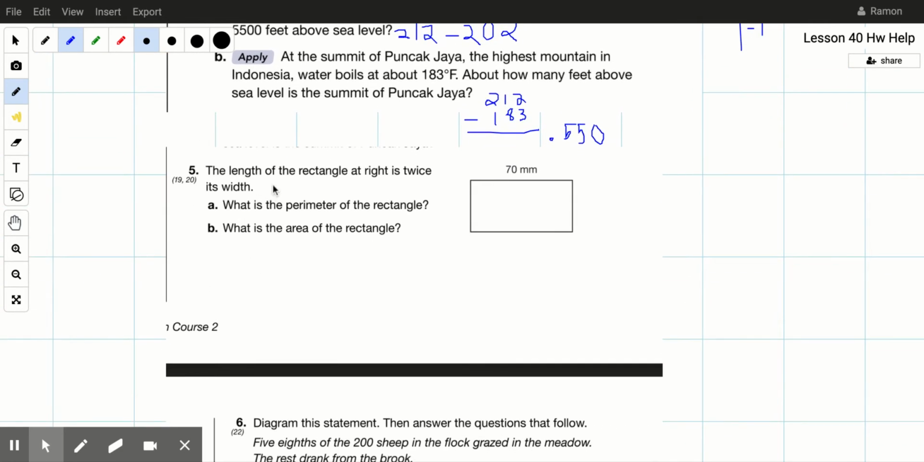All right, for number 5, the length of the rectangle at the right is twice the width. So the length is double the width, which means the width is then the opposite of double, which is half. So the width is half the length, which is 35. So then to find the perimeter, you have to add up all of the four sides for A, and the rectangle's opposite sides are equivalent. To find the area, you just multiply the length times the width for B. Keep in mind that area will be in units squared. Perimeter will just be the regular units.